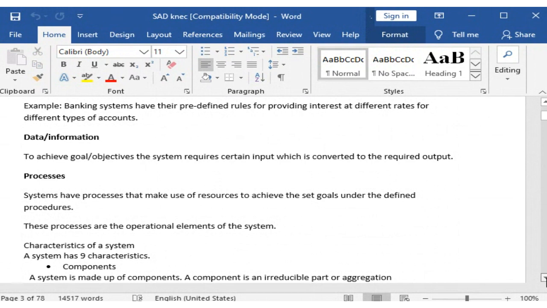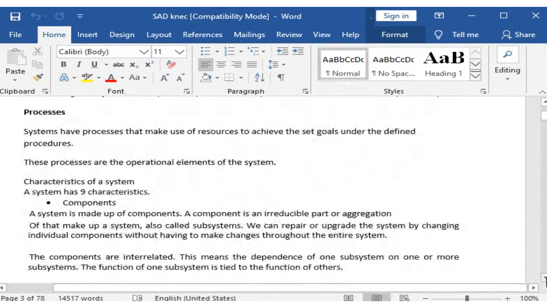Processes. Now, systems have processes that make use of resources to achieve the set goals under the defined procedures. These processes are the operational elements of the system.